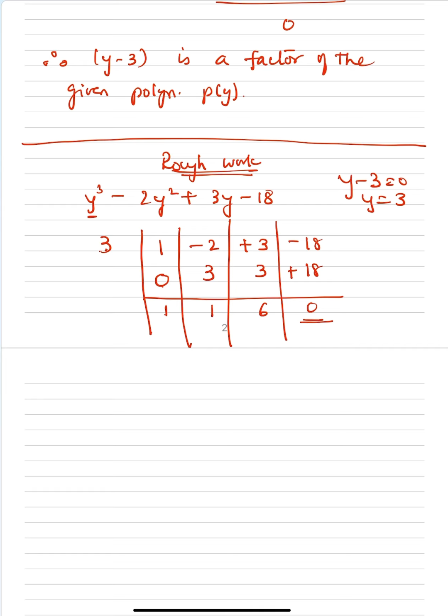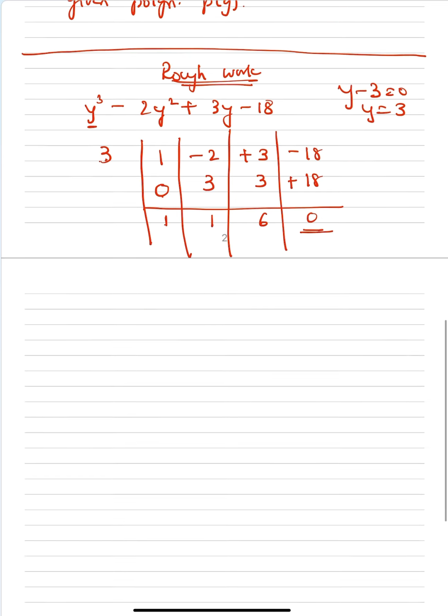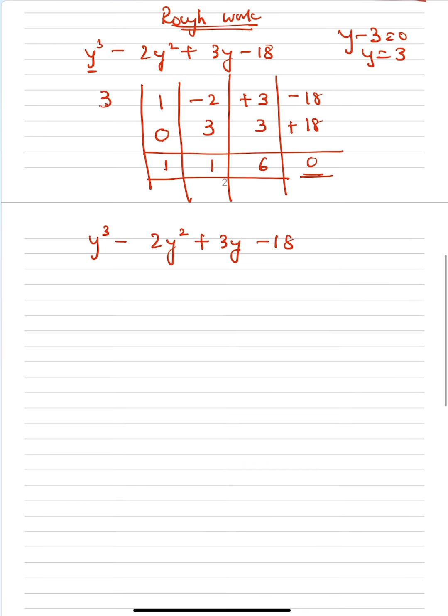As we are getting 0 at the end, we can say y minus 3 is a factor. And now see, the beauty of this method is that I am getting 1, 1, 6. Now listen to me very carefully. The polynomial is y cube minus 2y square plus 3y minus 18. Here I am getting the coefficients 1, 1, 6. See, this is just an explanation. You don't have to add.